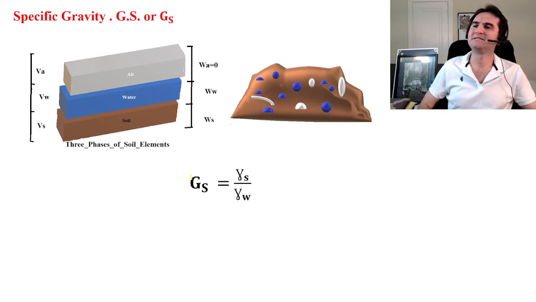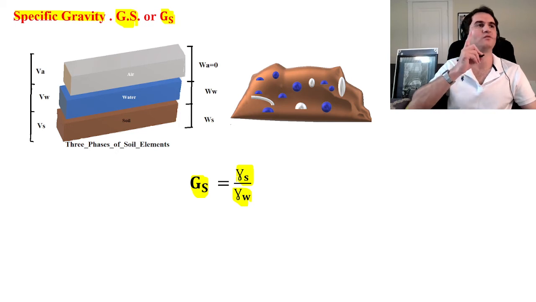So let's define some more terms, and that's Gs. We call that specific gravity, and that's nothing but a division of the unit weight of whatever material you have over the unit weight of water. We can show that by Gs, SG, or G sub S. For example, in soil, Gs stands for the unit weight of soil over the unit weight of water.